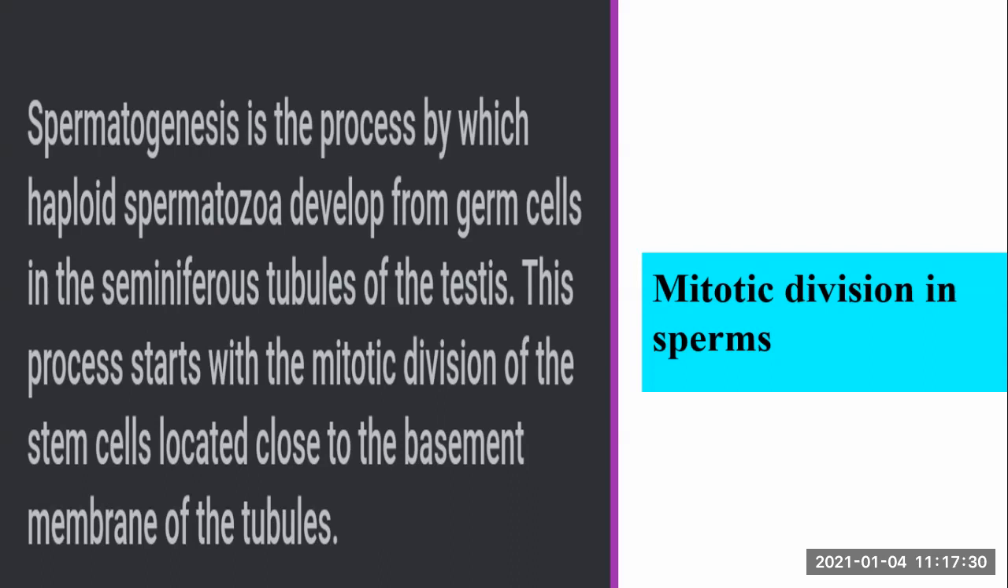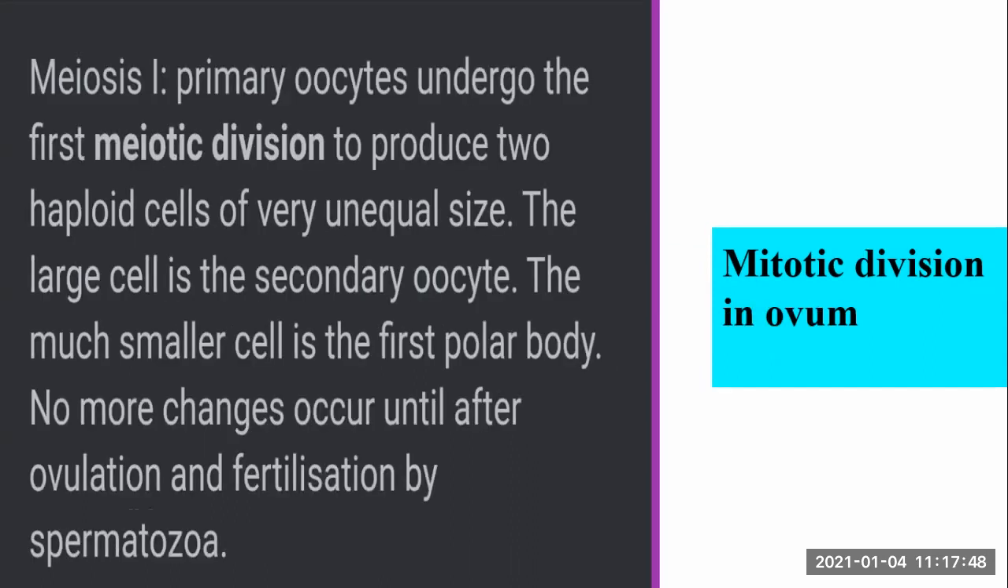Spermatogenesis is the process by which the haploid spermatozoa develop from germ cells in the seminiferous tubules of the testes. This process starts with the mitotic division of the stem cells, which are located close to the basement membrane of the tubules. This is all about the division in sperms. Then the division in ovum.